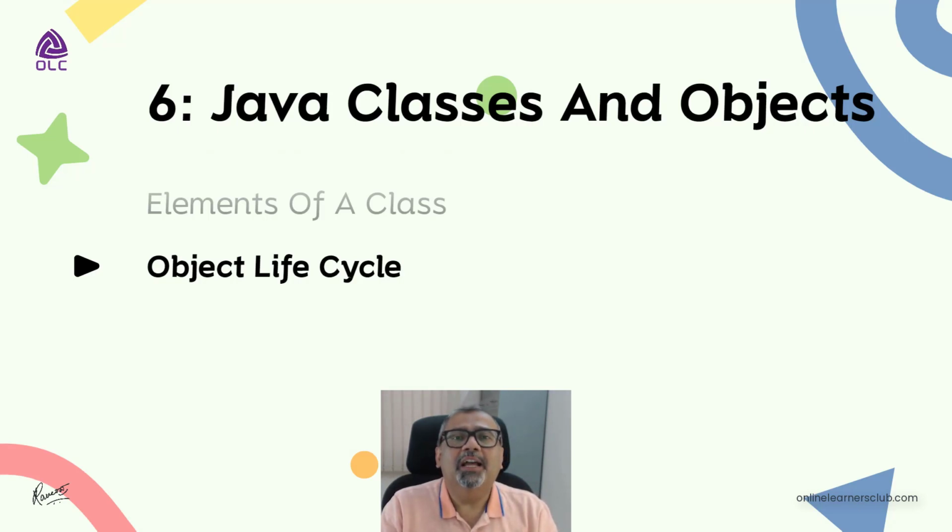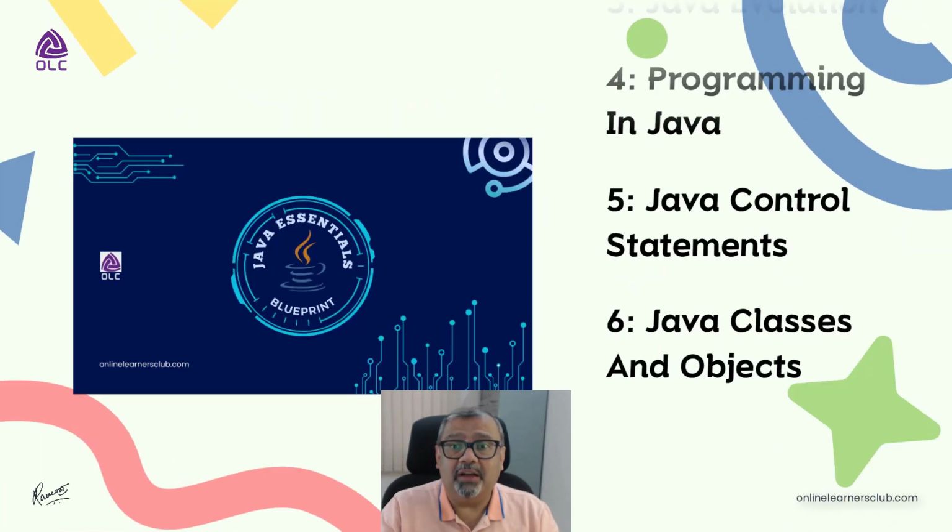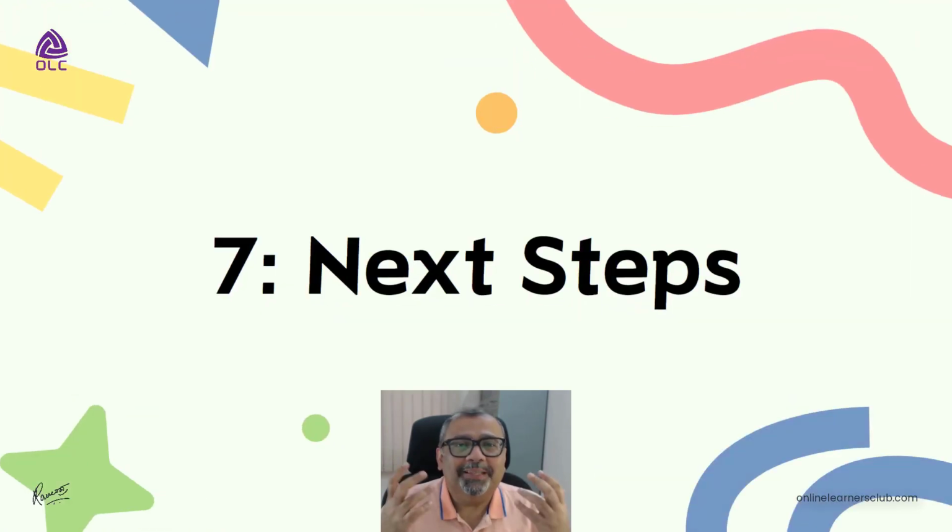We will understand the core elements or core life cycle stages of an object, and then we'll also look at the three essential aspects of object-oriented programming. They are variables, methods, and properties. These are some of the things which we will cover as part of the Java classes and objects section. And then we finally end up with the next steps.